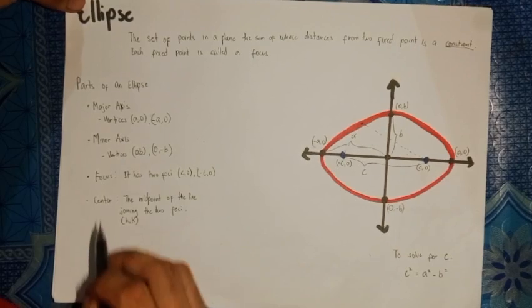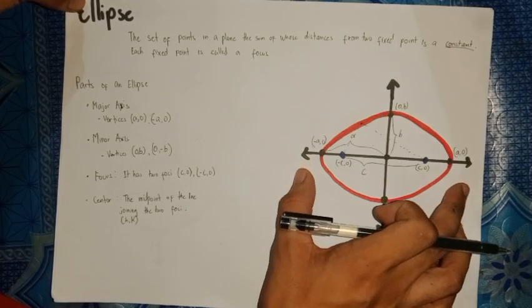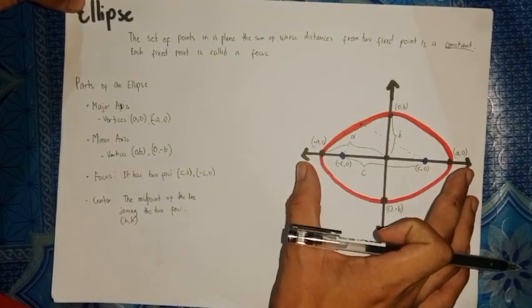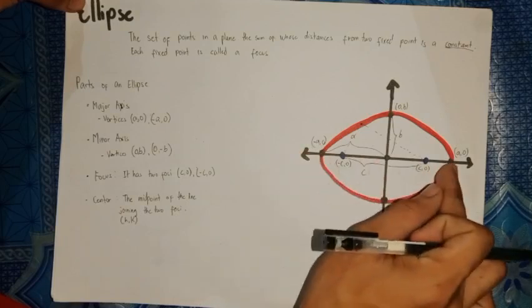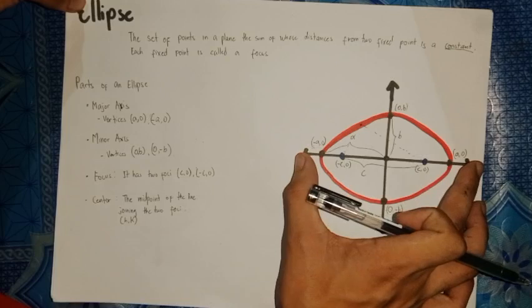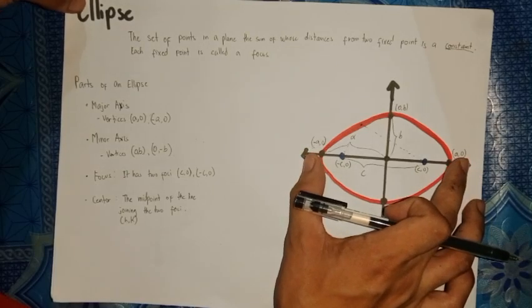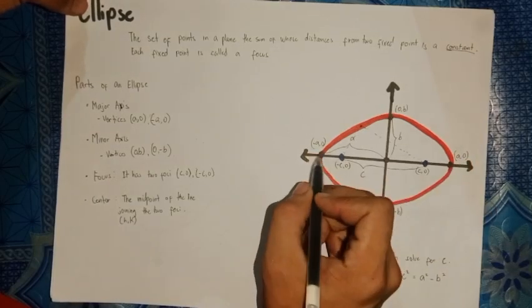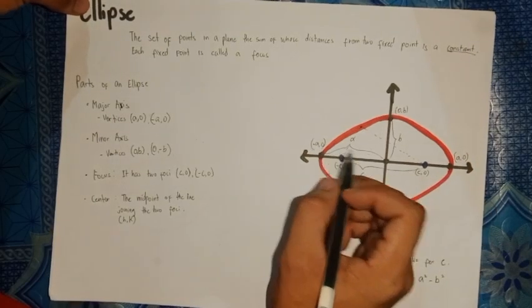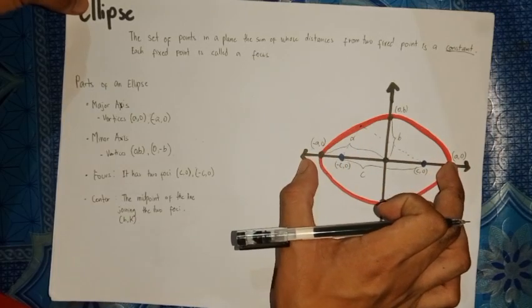Let's have first the major axis. Major axis is the longest diameter of the ellipse. Now as you can see in this figure, we have the x and y axis, and the x-axis has the longest diameter, meaning this is our major or principal axis, and major axis is denoted as A. That's why we have vertices (-A, 0) and (A, 0). Take note that the major axis has length of 2A.